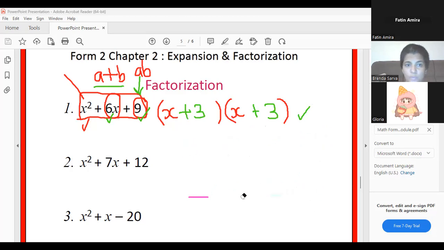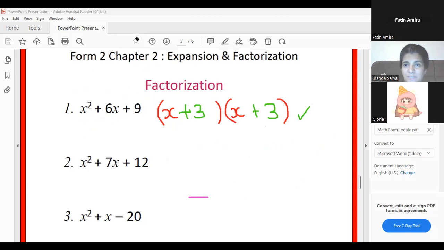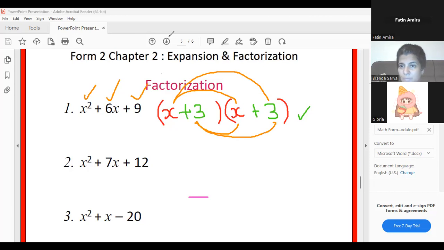Now what happens if you want to check whether this is correct or not, all you need to do is expand back again. Open it up. x squared. Yes. And then x times 3, 3x. x times 3, 3x. So 3x and 3x is 6x. 3 times 3, it's 9. Do you understand now, girls? Can I have a thumbs up if you understood this question? Boleh?